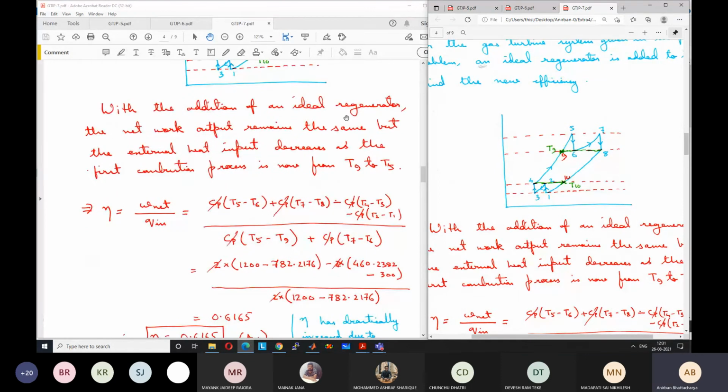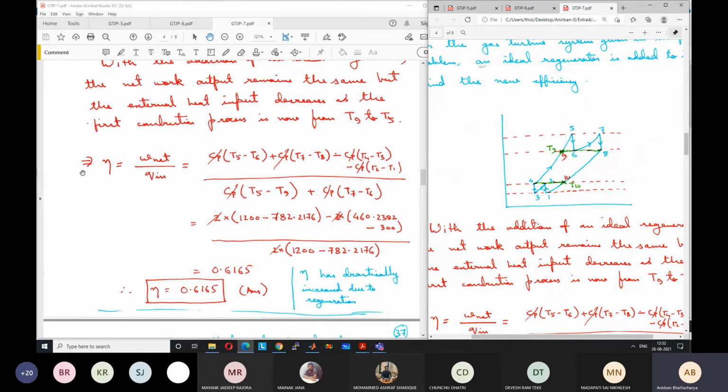With the addition of ideal regenerator, the net work output remains the same, but the external heat input decreases. Always it is the external heat input which matters in the cycle. Internally, there is heat exchange occurring, but it is the external heat addition which causes the change in efficiency. External heat input decreases as the first combustion process is now from 9 to 5, T9 to T5.